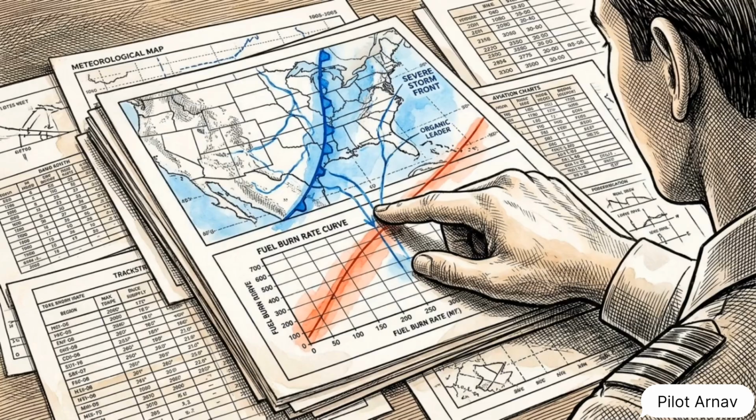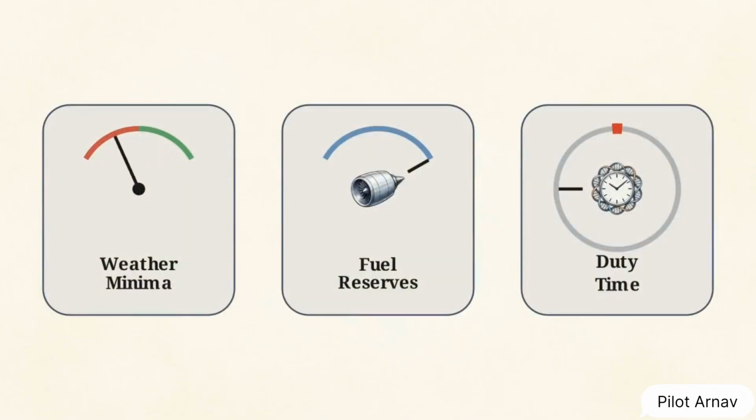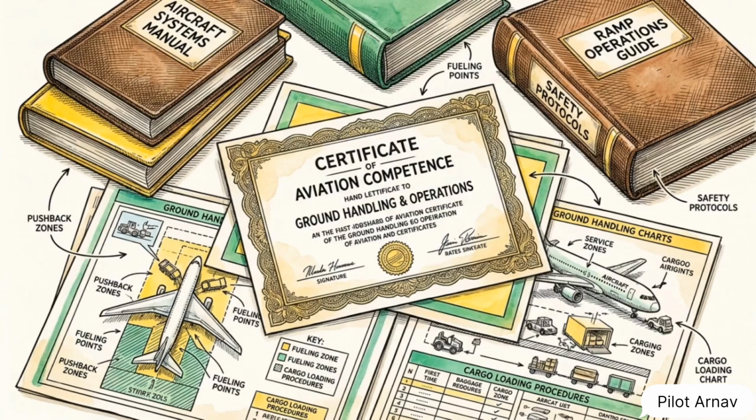Safe operations require a precise understanding of how these variables interact. A failure in one domain often forces a cascade of secondary failures across the others. Governance begins with the Air Operator Certificate. Issuance depends on the operator demonstrating specific training policies, ground handling, and flight operation standards.